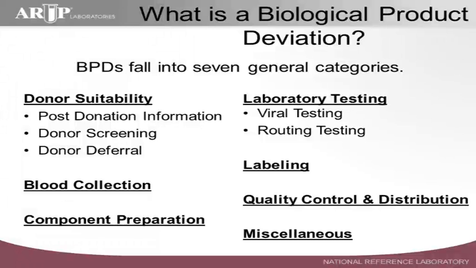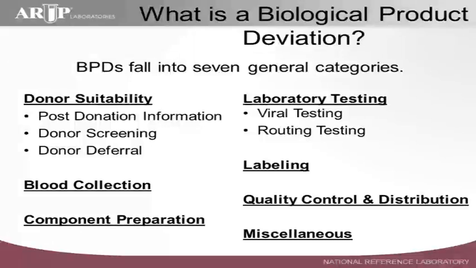Any testing, routine testing or viral testing. So if our procedure says that we're going to do 2 ABO types on a patient before we issue plasma, and we don't do 2 types or it's a minute after the fact, so I issue the product at 10, the second type goes in at 10:01, that's a biologic product deviation because our procedure said we would have 2 types on file before we issue products.